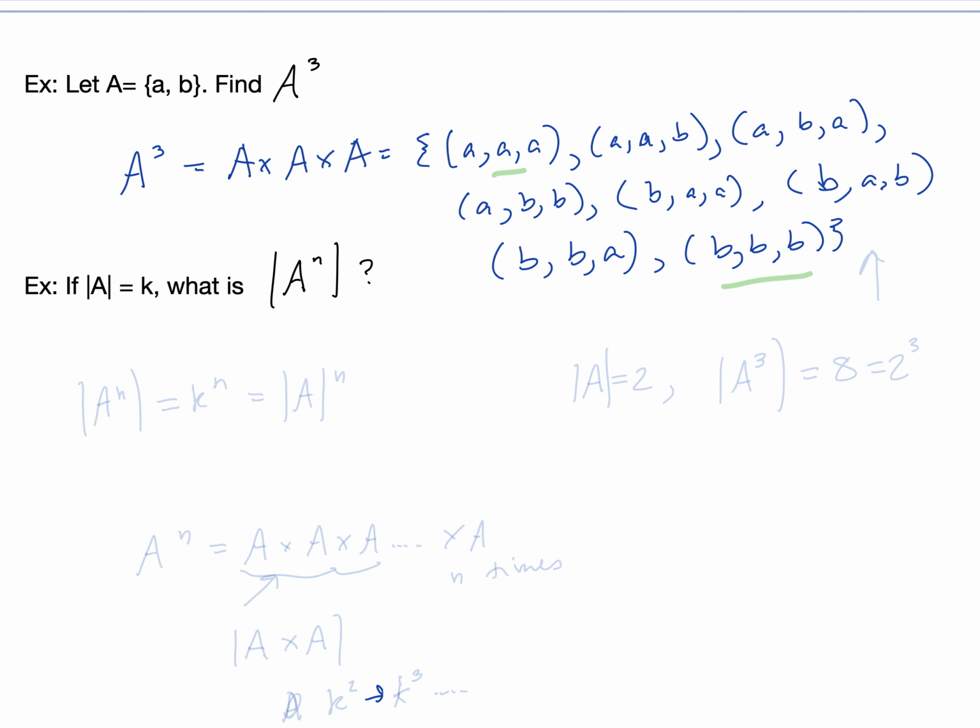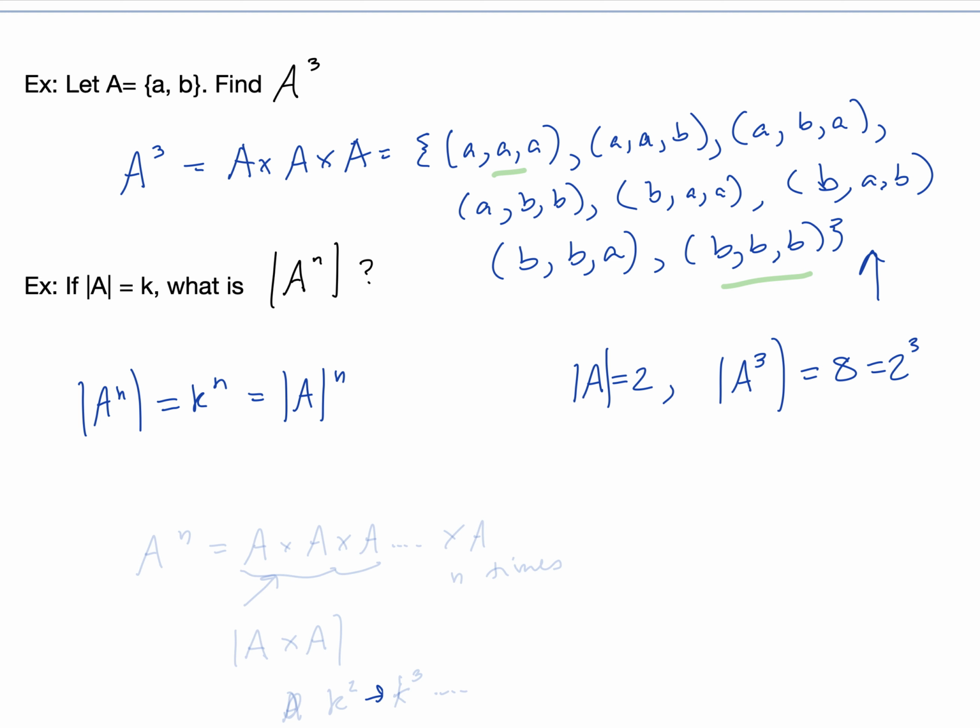If the cardinality of A is k, what is the cardinality of A to the n? So again, you might have gotten a hint from above. Note that in this example, the cardinality of A happened to be 2, and the cardinality of A to the 3rd was 8, which is 2 to the 3rd. So there are 8 ordered triples when we write them all out. And in general, if the cardinality of A is k, then the cardinality of A to the n is going to be k to the nth power, or in other words, it's the cardinality of A to the nth power, whatever that is.